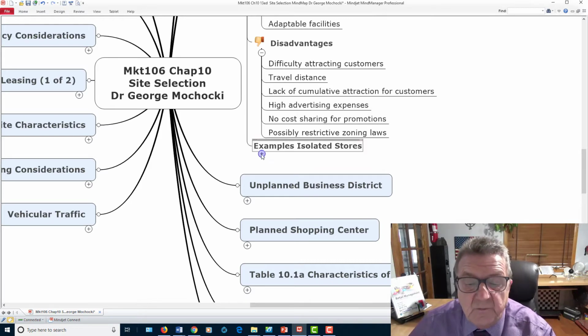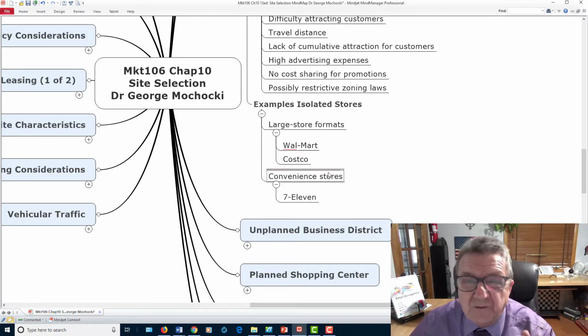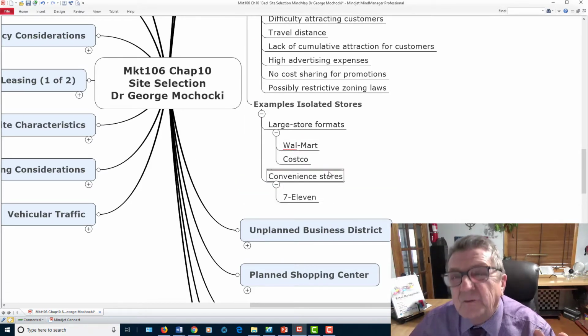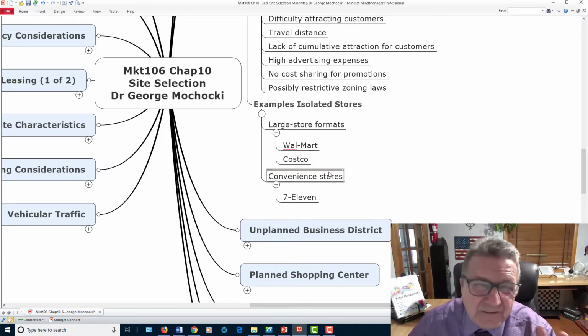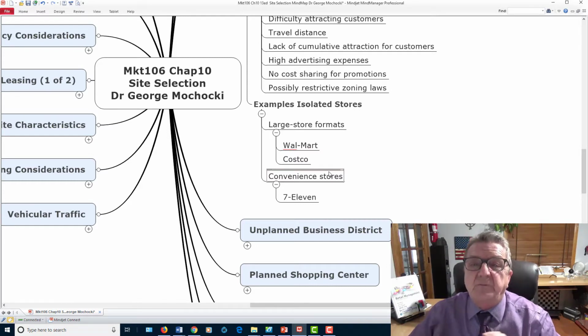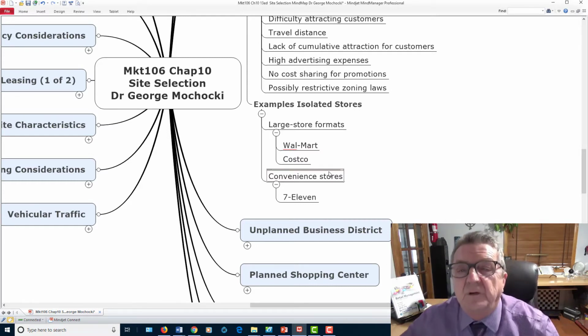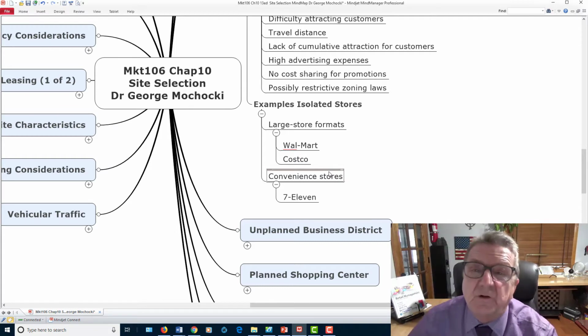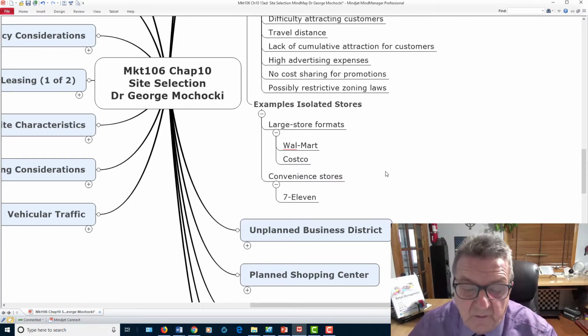Okay? Examples of isolated stores: Walmart, Costco. They're always isolated, even though they're an anchor store. It's a fine-tune. When I'm looking at isolated, all by itself, a lot of them are all by themselves, but they are master planned so that other stores come around there, and that's the destination store, and then you hit the stores while you're in that area.